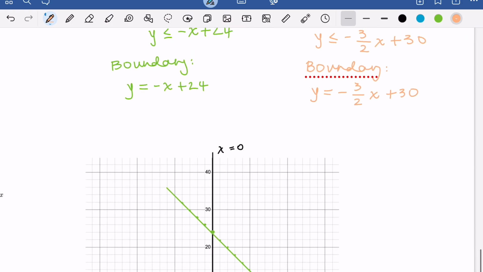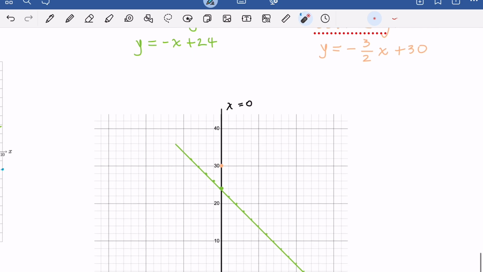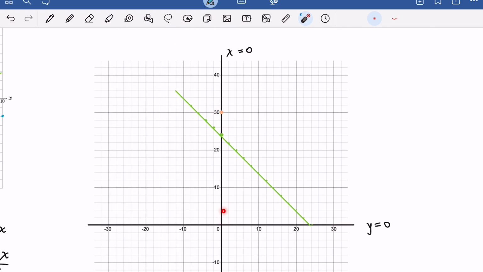Now the other boundary line is given by this one. Our y-intercept in this case is going to be positive 30, so it's going to be right there. Then our slope is again going to be negative, and our rise is going to be negative 3 and our run is going to be 2. Since we're increasing in increments of 2 in the vertical and horizontal direction, we're going 2, 4, 6, 8, 10, and then 2, 4, 6, 8, 10.